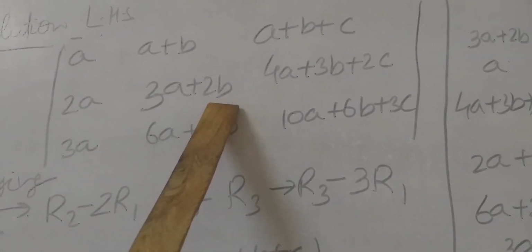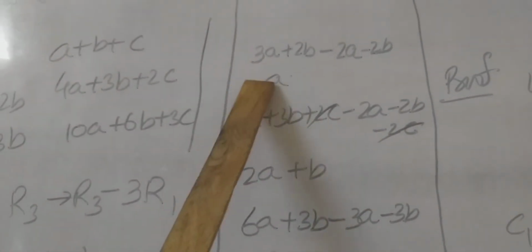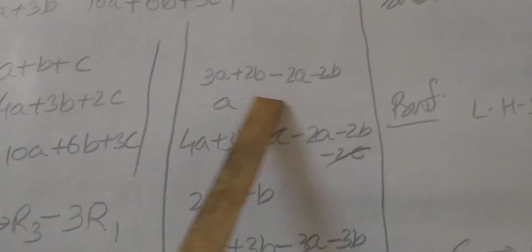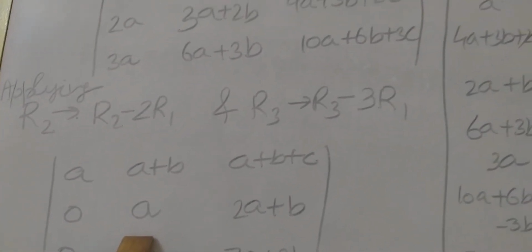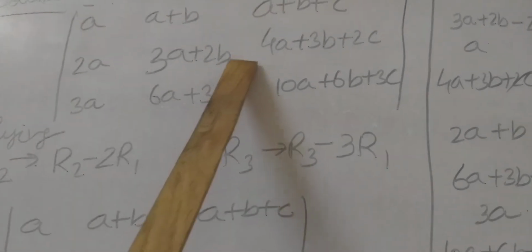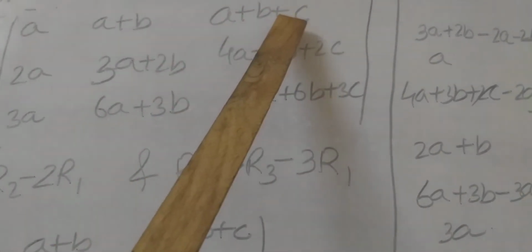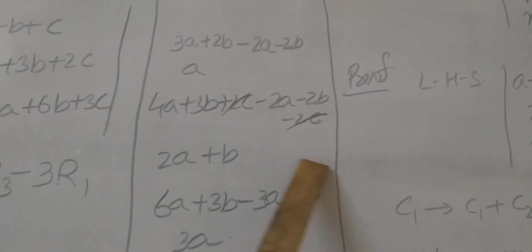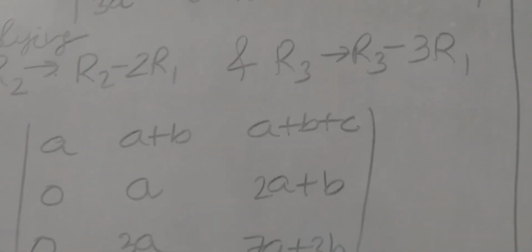3A plus 2B minus twice of A plus B. This is the rough part, student. You can see 3A plus 2B minus 2A minus 2B, so 2B cancels, answer A. That's why I have written here A. Now, 4A plus 3B plus 2C minus 2A minus 2B minus 2C. You can see 2C cancels, 4A minus 2A is 2A, 3B minus 2B is B, so 2A plus B. That's why I have written here 2A plus B.